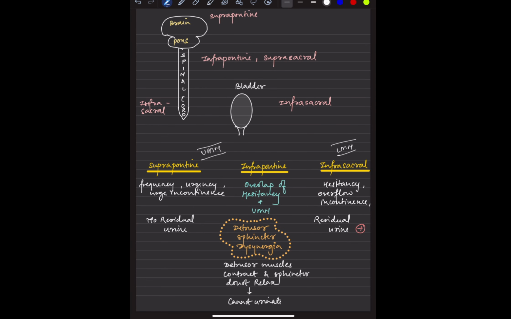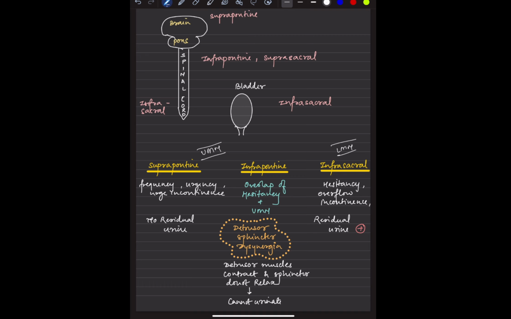Now this is a new classification. This is very important; everywhere it would be used now. There is suprapontine, that is above the pons. If it is below the pons, it is called infrapontine, or suprasacral, and then there is infrasacral. These are the three important things. Suprapontine is a UMN lesion, upper motor neuron, so frequency, urgency, urge incontinence. Will there be any residual urine? No. When it comes to infrasacral, it is an LMN element, so there will be hesitancy, overflow incontinence, and residual urine.